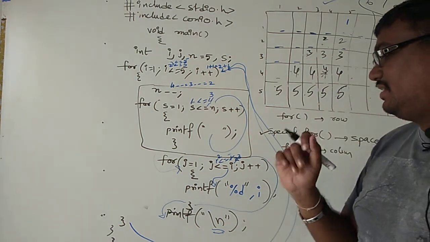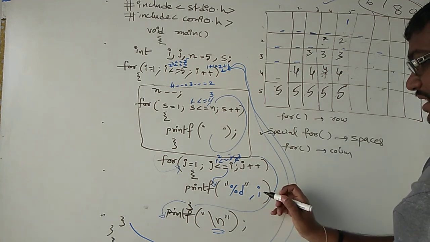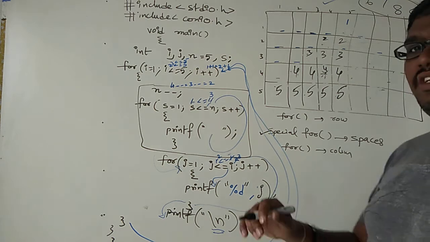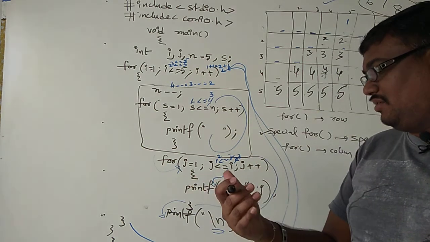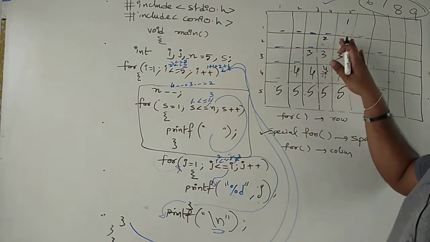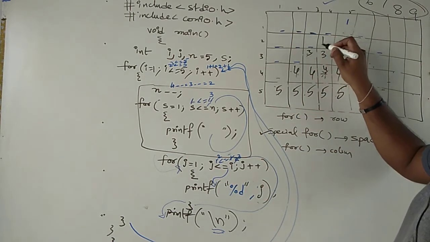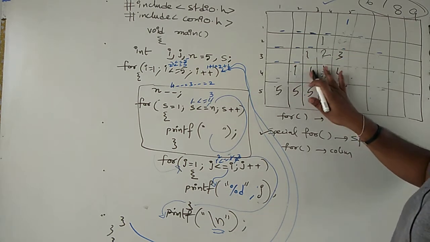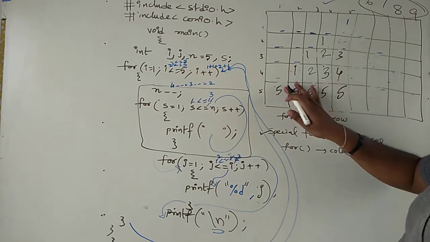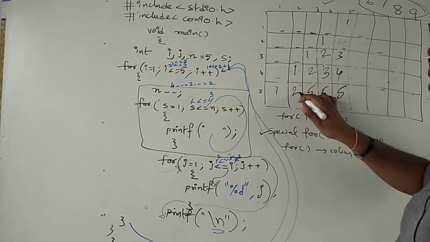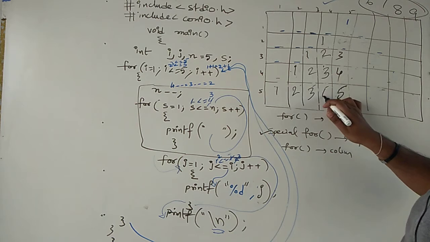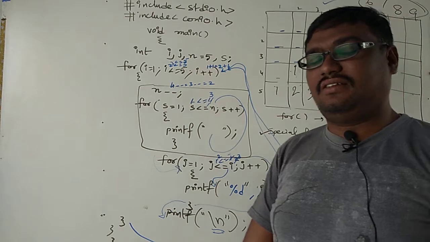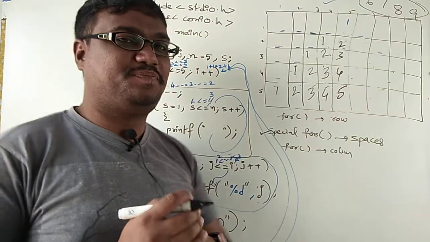Have you got it? Next, okay, if in place of i I place j, you display another pattern. One more pattern. Please watch. 1, 1 2, 1 2 3, 1 2 3 4, 1 2 3 4 5. This is the final output.